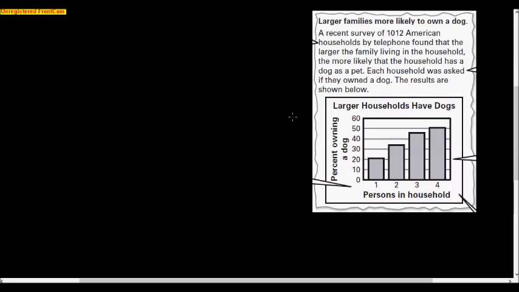Larger families more likely to own a dog, this one is called. And it says a recent survey of 1,012 American households by telephone found that the larger the family living in the household, the more likely that the household has a dog as a pet. Each household was asked if they owned a dog. The results are shown below. Okay, so here's the little things that we pick out from this.